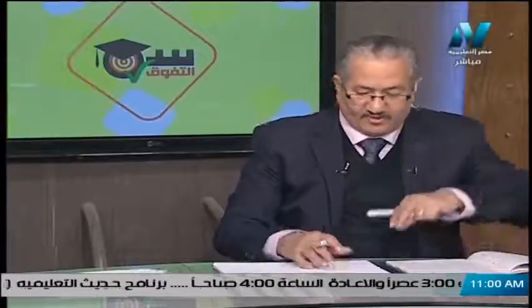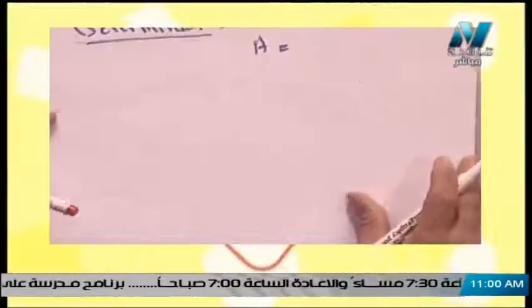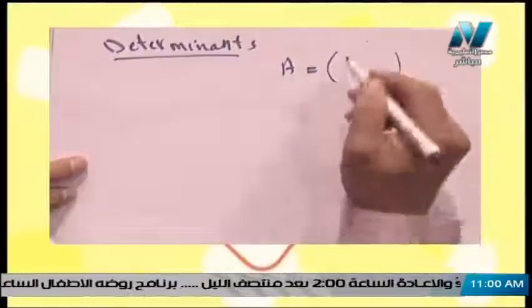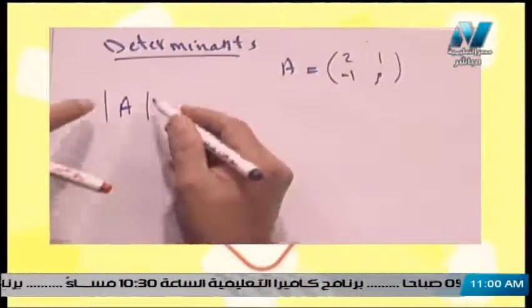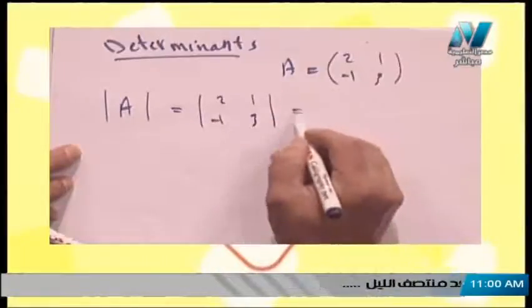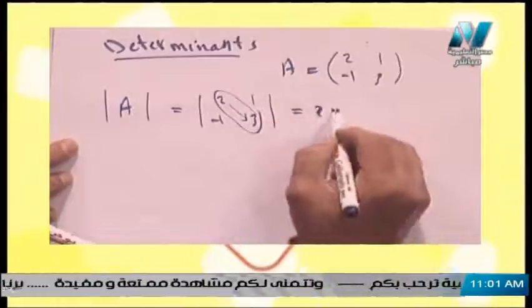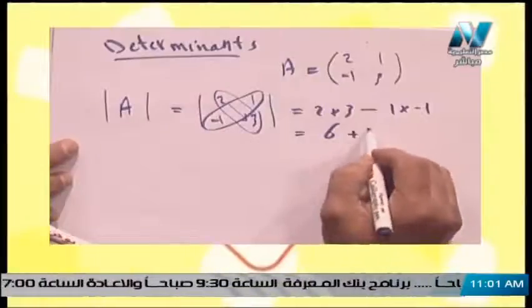If we have determinants, let's go to the determinants directly. What is a determinant? If we have a matrix here like that, 2, 1, 3, negative 1, and we will find its determinant, it equals the determinant of this matrix, 2 and 1, negative 1 and 3. We find 2 times 3, the first principal diagonal, minus 1 times negative 1. Here it equals 6 minus negative 1, which is positive 1, so the answer equals 7.